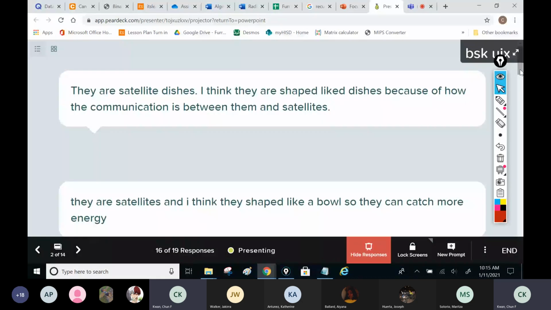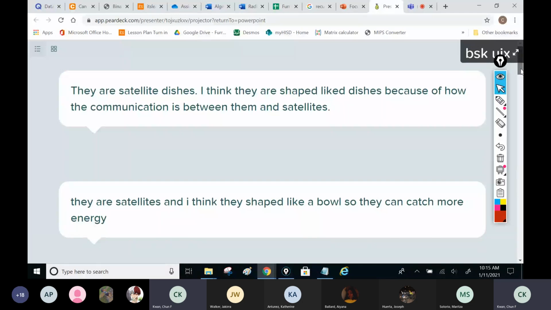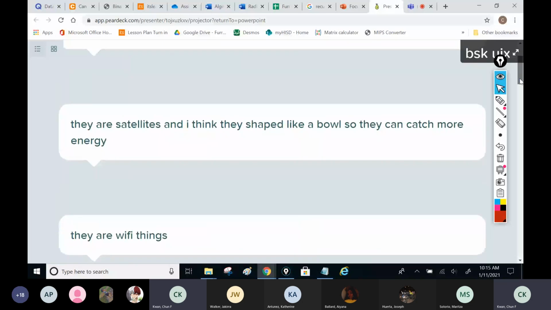All right, so they are satellite dishes. I think they are shaped like dishes because of how the communication is between them and the satellite. Okay, that's pretty good. The satellites, and I think they're shaped like a ball, so they can catch more energy. Okay, good guess.